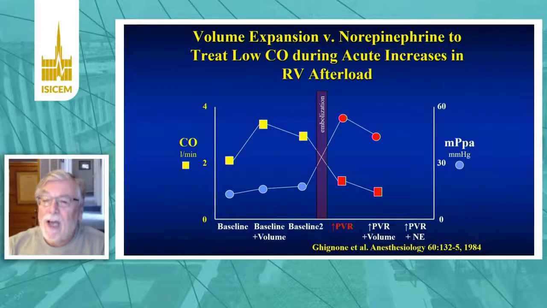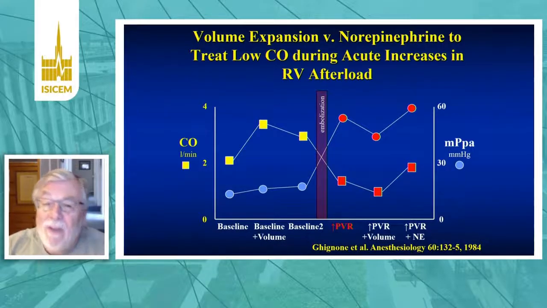At this point in time, with a very high PA pressure, he gave norepinephrine, and that caused the cardiac output to go up, even though the mean pulmonary pressure went up because he improved contractility.